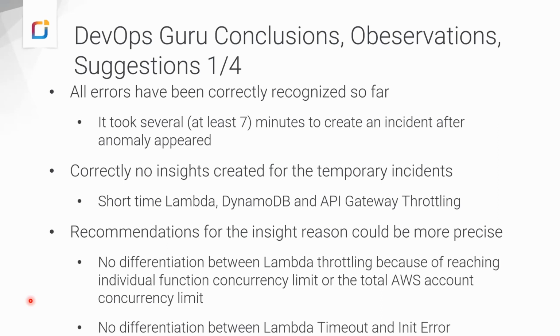For example, I saw that Lambda has been throttled because of reaching the individual function concurrency limit for some particular function, or the total AWS account limit. I throttled with both scenarios. The error message was the same. And it's a good hint to say what exactly the metric I throttled.